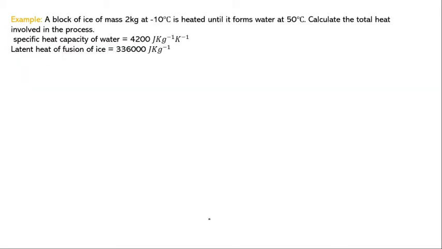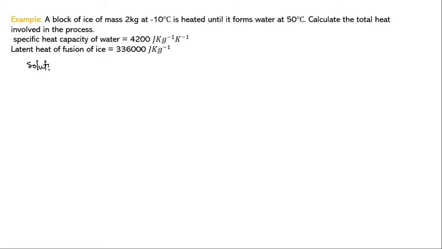So example number 2, we want to look at a block of ice of mass 2 kg at negative 10 degrees Celsius, heated until it forms water at 50 degrees Celsius. We have to calculate the total heat involved in this process, given that the specific heat capacity of water is 4,200 joules per kilogram per Kelvin, and the latent heat of fusion of ice is 336,000 joules per kilogram.